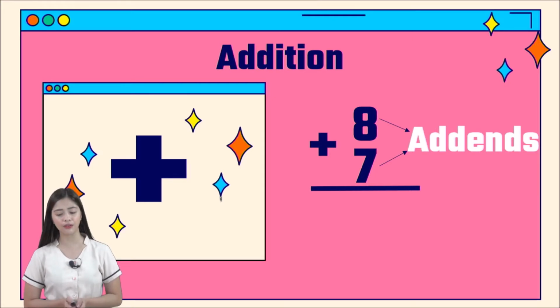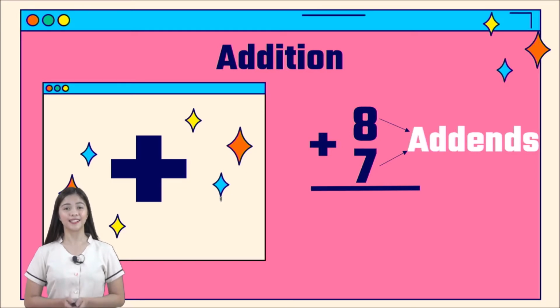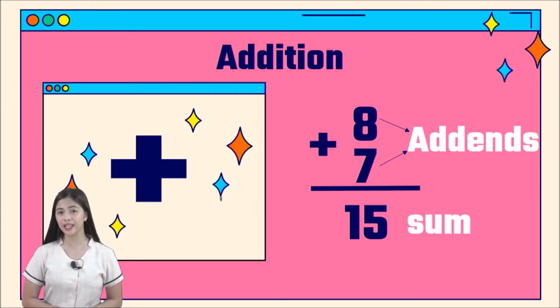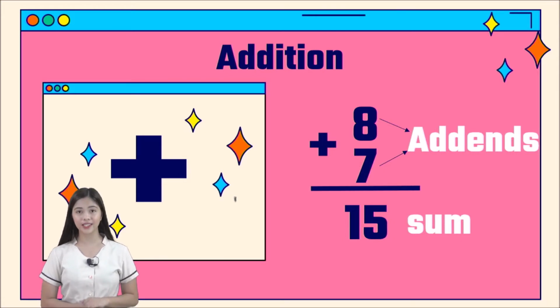So we have 8 plus 7. Do you know what the answer is? Very good. 8 plus 7 is equal to 15. And 15 is what we call the sum. Again, the two numbers that are being added together are called addends, while the answer in addition is called the sum.